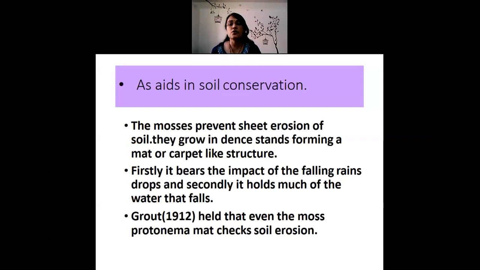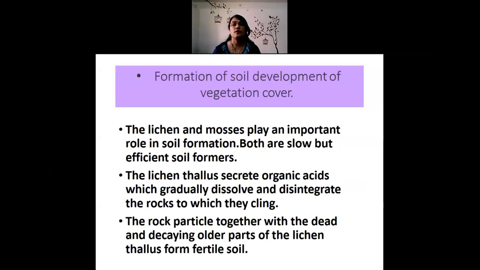Soil conservation: most of the mosses, as we told, form a mat covering the surface area. That is, they grow as dense strands forming a mat or carpet-like structure. It bears the impact of the falling raindrops, and second, it holds much of the water that falls on it. So the protonemata and the small minute leafy thallus of the mosses form a thick mat, hence preventing the runoff of water carrying the soil and helping in soil conservation or checking soil erosion.